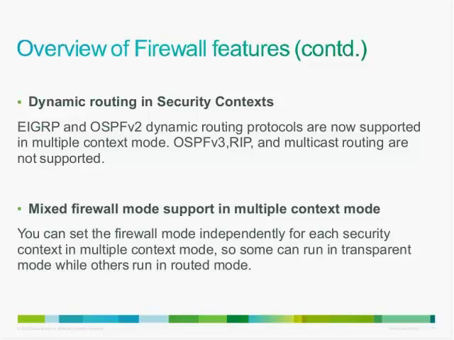Starting 9.x, we added support to configure the firewall mode on a per-context basis. So let's say you have 3 contexts on a firewall. You can have one context in routed mode, one context in transparent, the third one in routed, or you can have all of them in transparent mode, or a mixture, whichever way you want to configure your firewall. That again is a very major leap, because there was a major requirement from the customer side that we need to support mixed firewall mode in the multiple context mode.